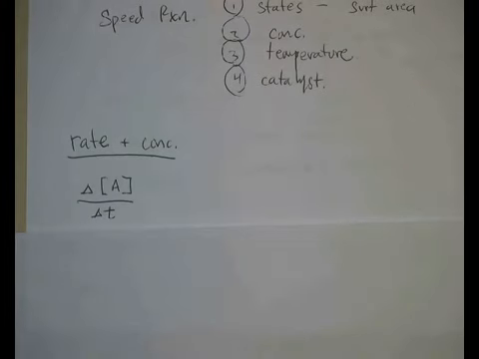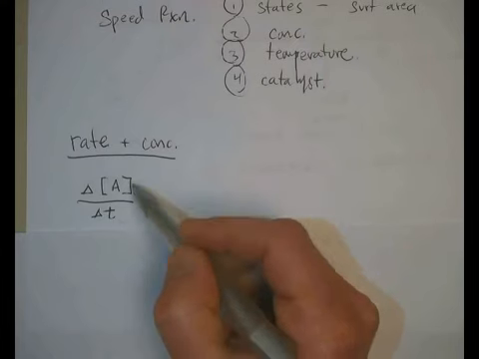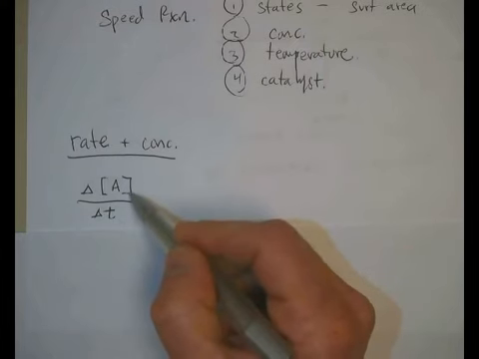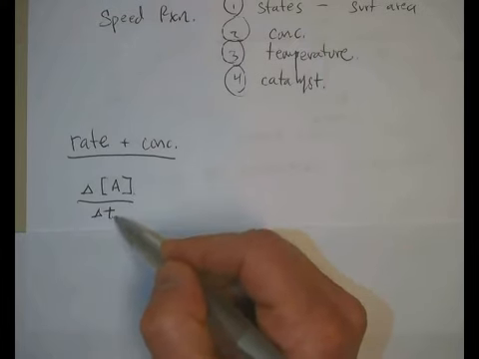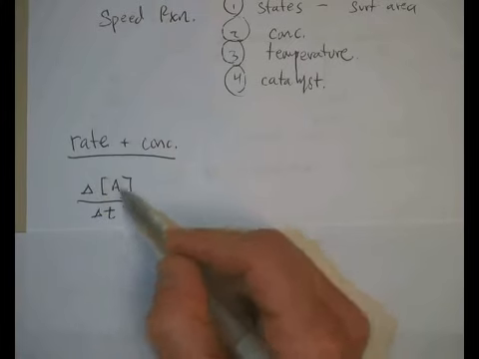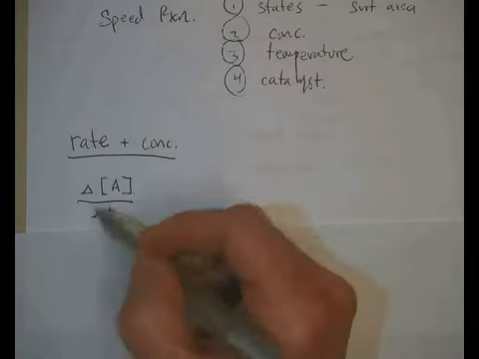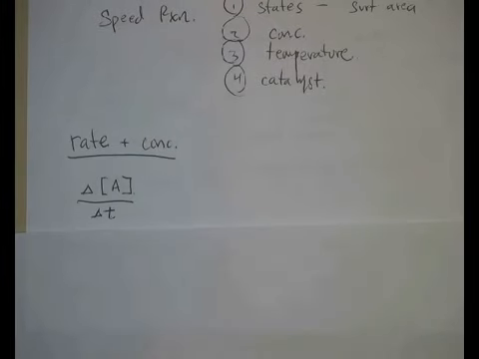First of all, we describe rate mathematically as the change in concentration divided by the change in time. The change in concentration of the reactant divided by the change in time. Triangle means change. These brackets right here, remember, mean concentration in terms of molarity, and t here stands for time, whether it be minutes, seconds, hours, days, years, centuries.